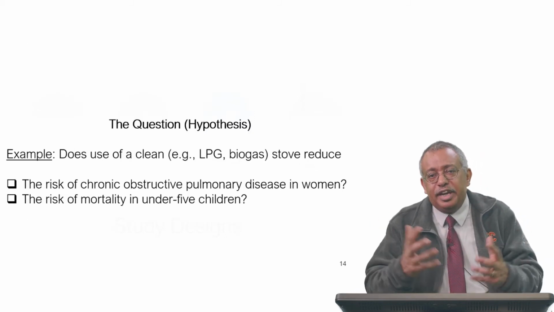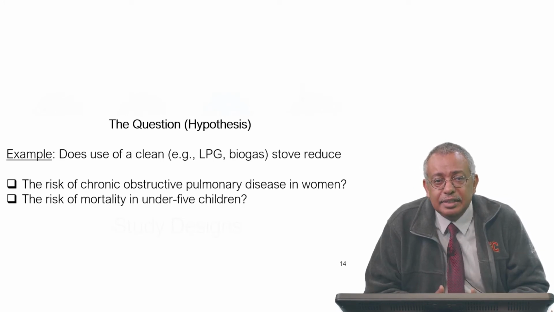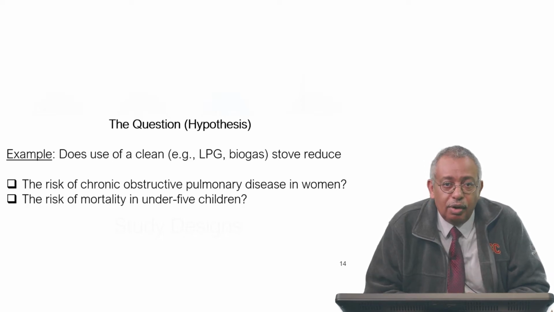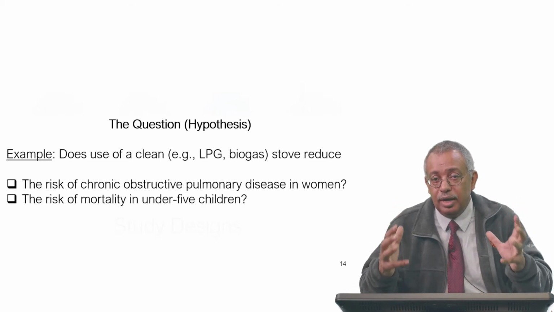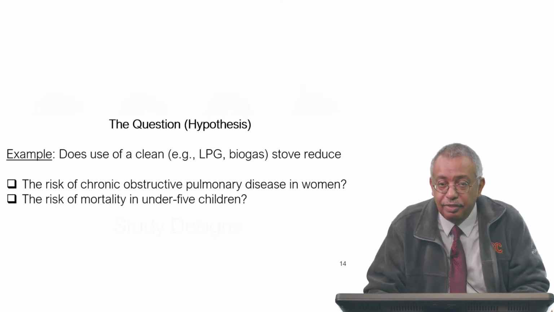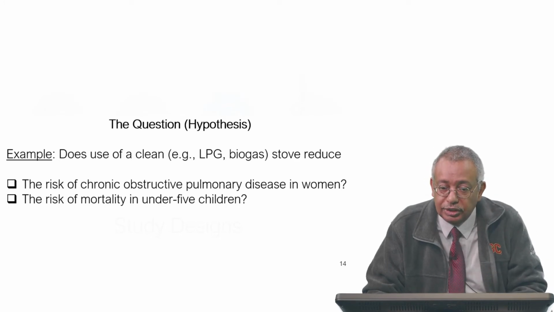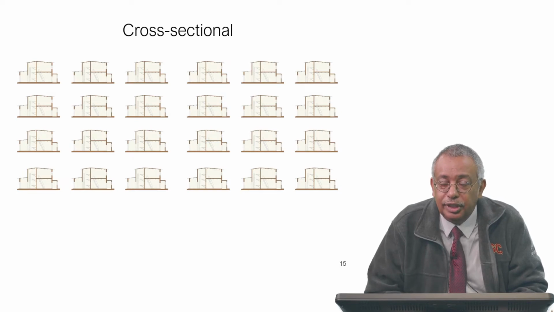So let's give an example. A question that we can consider could be, for instance, does use of a clean stove reduce the risk of chronic obstructive pulmonary disease in women, or does it affect the risk of mortality in under 5 children? So this is a very well laid out and clear hypothesis that we can go after. And then based on this question, we can go ahead and try to come up with study designs and research questions and so on and so forth.